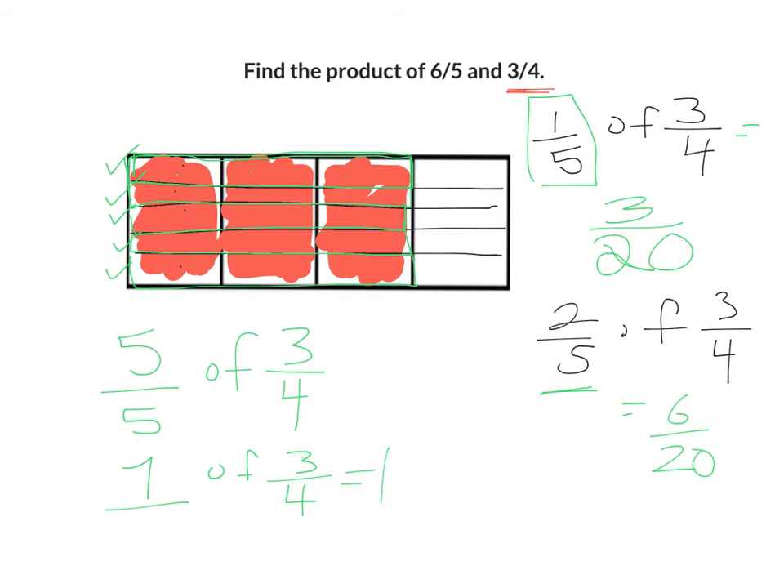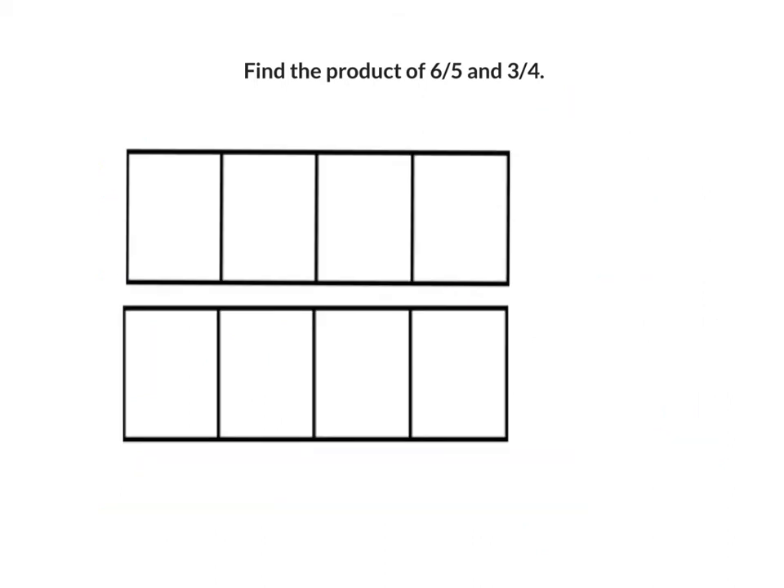Which is basically just saying it's 1 times 3/4. Anything times 1 is itself. It's the whole 3/4. But we have a bit of a predicament here. We don't want 5/5. We want 6/5, which means we are going to need to use another whole.